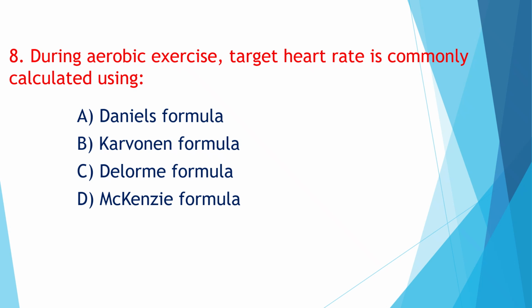Number 8. During aerobic exercise, the target heart rate is commonly calculated using A. Daniel's formula, B. Karvonen formula, C. Delorme formula, D. McKenzie formula. So think about it. So here the answer is Karvonen's formula. It is widely used to prescribe the aerobic exercise intensity safely.